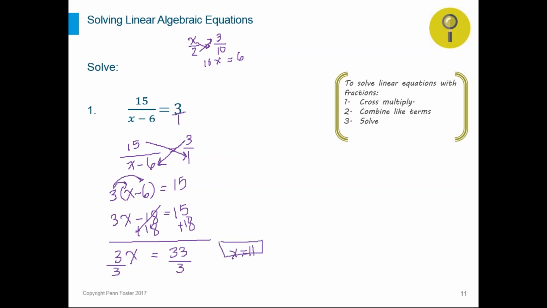How do I know that this answer is correct? Well, put the 11 in place of each x in your equation and evaluate the equation. The left-hand side should equal the right-hand side. What I mean by that is, well, I have x equals 11. I'm not sure if it's correct or not. Then do that, 15 over 11 minus 6 equals 3. I'm asking myself, evaluate this. Well, 15 over 11 minus 6 is actually 15 over 5. Does it equal 3? Yes, it does. Then x equals 11 is the correct answer. This is how you check your work.